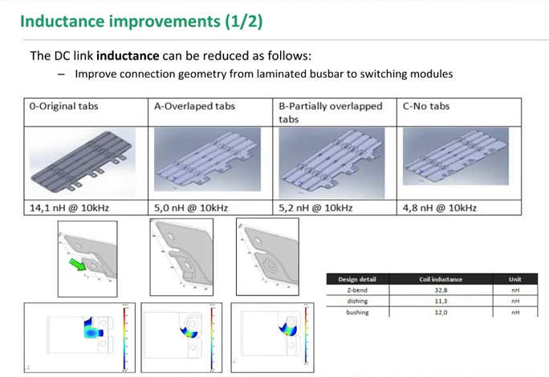If we are having a Z-band, as you can see here, this is giving a high inductance in the range of 32 nanohenry. When we are doing a small dishing in the busbar, then we are achieving an inductance in the range of 11 nanohenry. And when we are putting a small bushing on top, then we are achieving an inductance in the range of 12 nanohenry. So this is the improvement which we can do in busbar design.